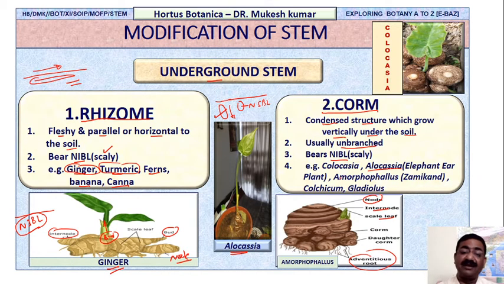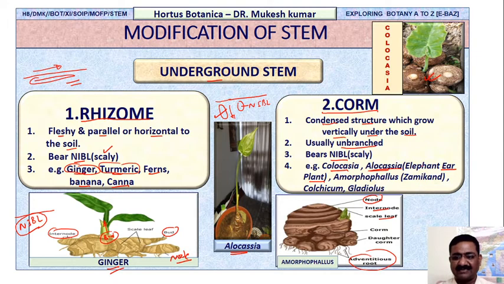Similarly, it will also have nibble: node, internode, buds and leaf. The leaf will be dry, and the dry leaf is called a scaly leaf. We have examples colocasia and alocasia. See the diagram where you find this colocasia. Alocasia also, this is the alocasia. Its leaf appears like an elephant ear. So it's also known as what?